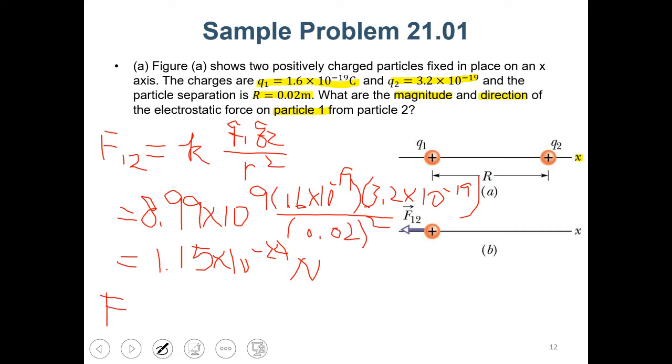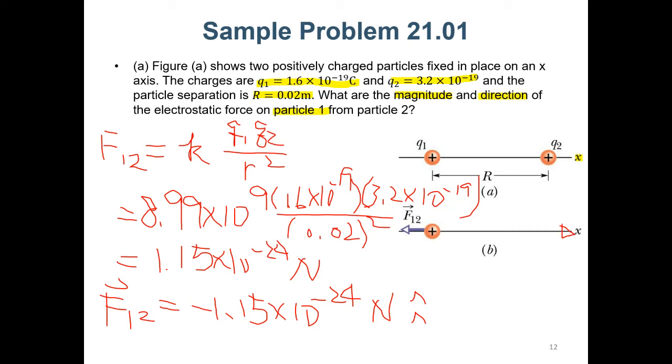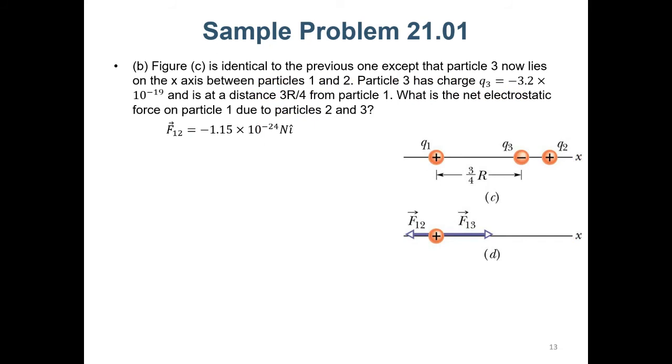So we can write it in vector form. F12 is minus 1.15 times 10 to the minus 24 newton i, because the force points in the negative direction of the x-axis. So we have a negative sign times the unit vector of x. Any questions? Pretty easy, I suppose you've learned it before.